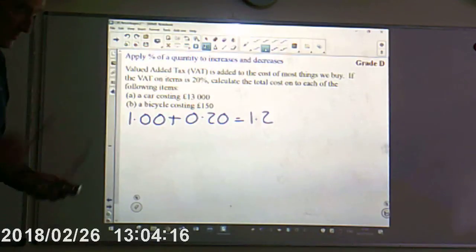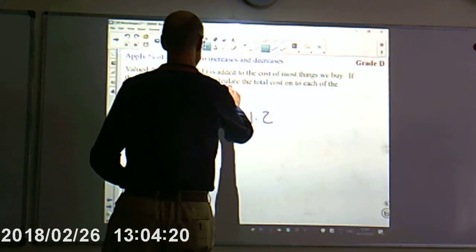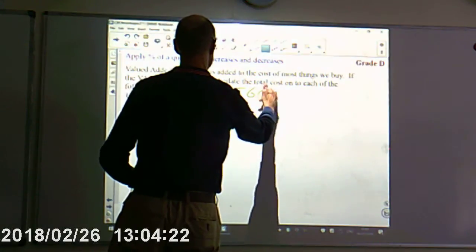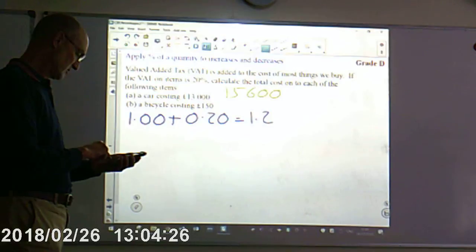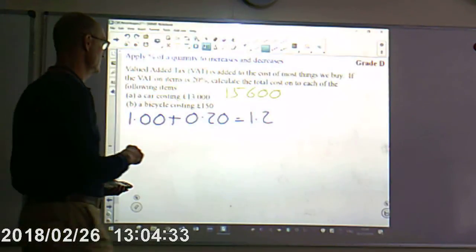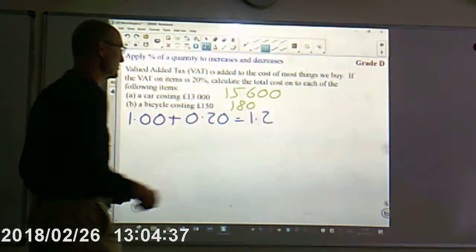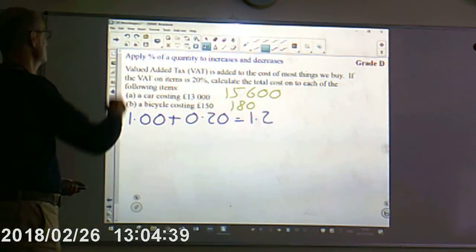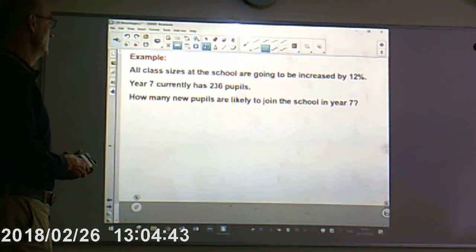Oh my goodness, the eyesight's going here, ladies and gents. So 15,600. So 15,600 would be my new price with the VAT added, and £150 multiplied by 1.2 would give me £180 as my new price using my multiplier.